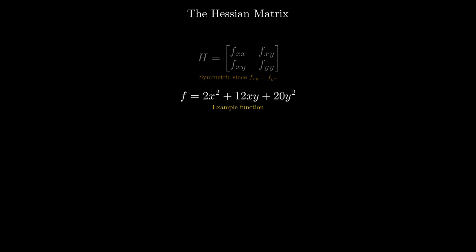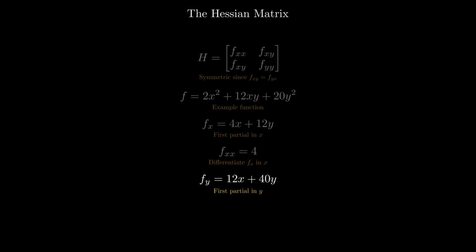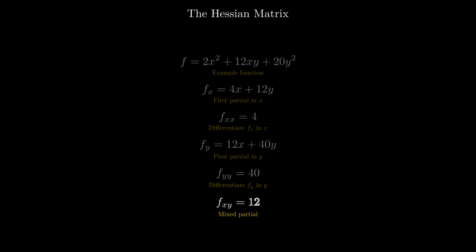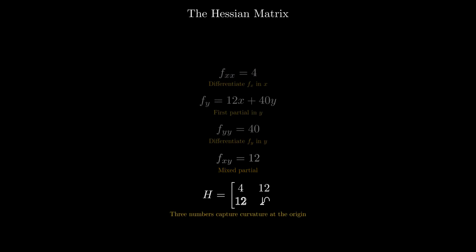Let's try it on the function f equals 2x squared plus 12xy plus 20y squared. First, the partial in x is 4x plus 12y. So f sub xx equals 4. Next, the partial in y is 12x plus 40y. So f sub yy equals 40. And the mixed partial f sub xy equals 12. Putting it together, the Hessian is the 2 by 2 matrix with entries 4, 12, 12, and 40. Just three numbers capture all the curvature behavior at the origin.